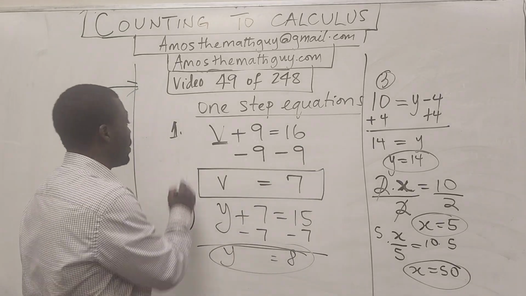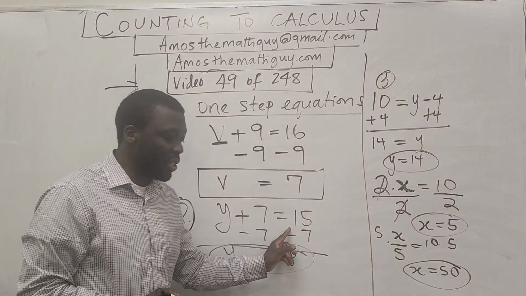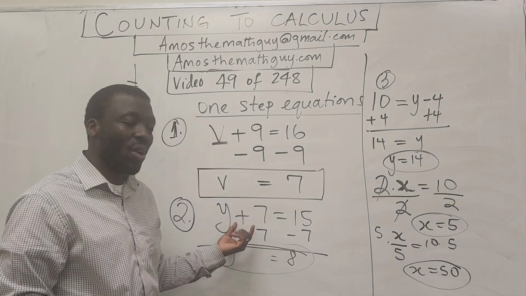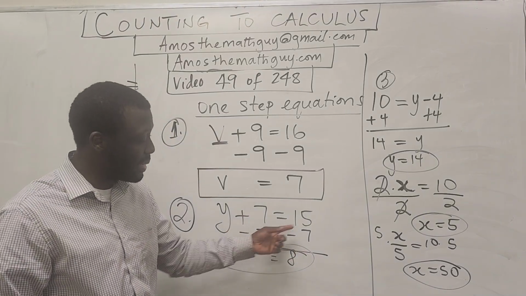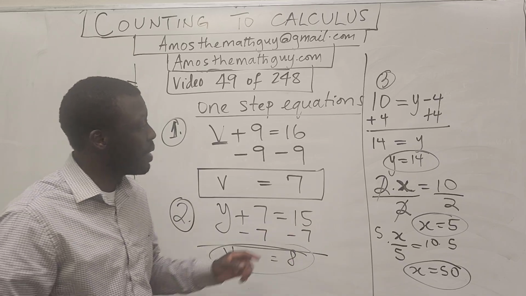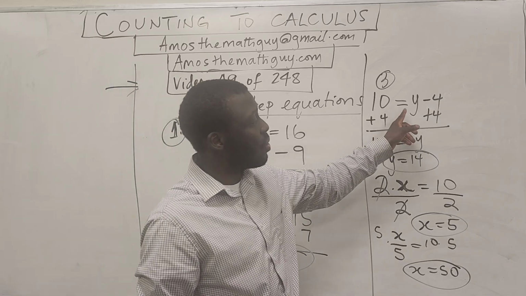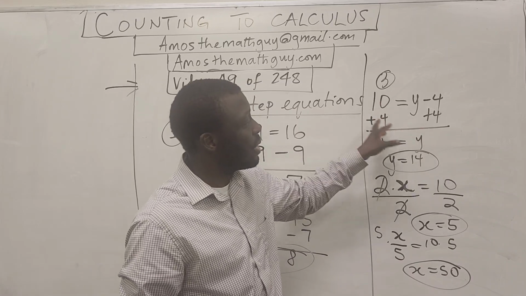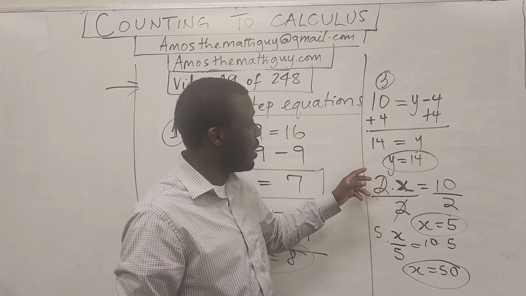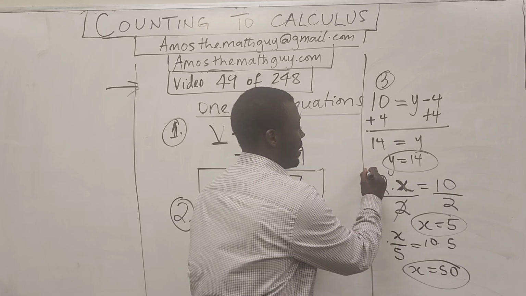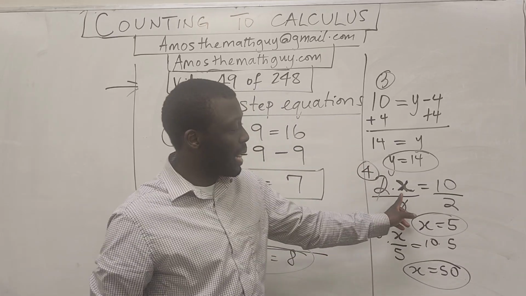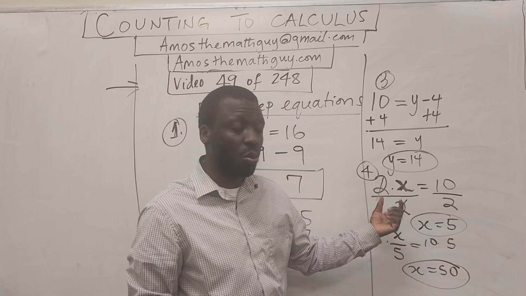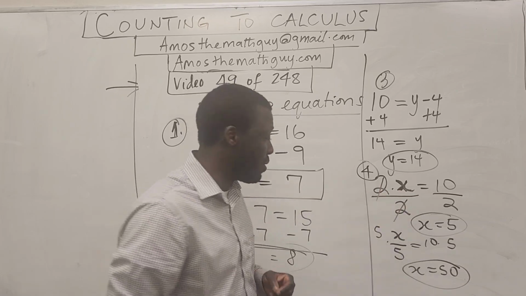Number 2, y plus 7 is equal to 15. What is the relationship between y and 7? It's an addition. So I have to subtract 7 from both sides, and I get y is equal to 8. Number 3, 10 is equal to y minus 4. I want to solve for y, so I add 4 to both sides, so y is equal to 14. Number 4, right here. 2 times x is equal to 10. I'm solving for x, so I have to divide both sides by 2. So then I get x is equal to 5.